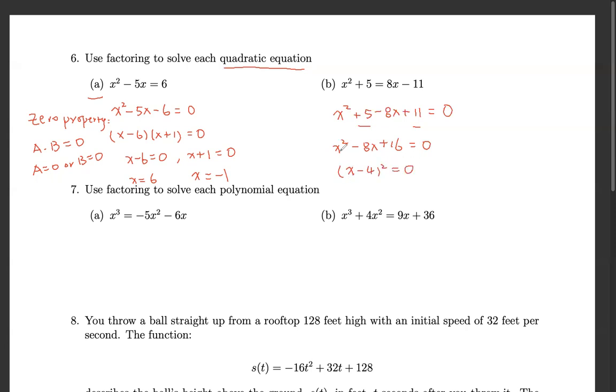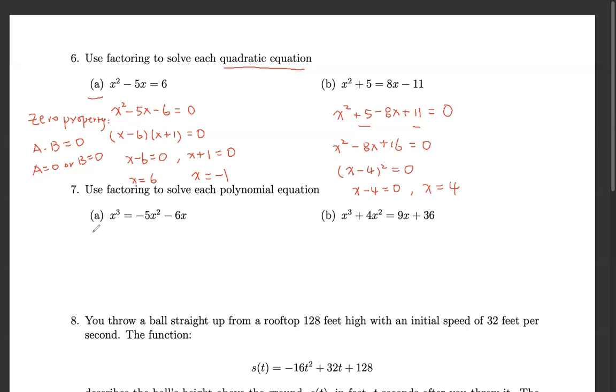Right, first one square is x squared. And 2 times x times negative 4, that's negative 8x. Negative 4 squared is 16. So that means x minus 4 has to be 0. Then x equals 4. So this one only has one solution because the two factors are the same. Both factors are x minus 4. So we still have two solutions, but the two solutions are the same.